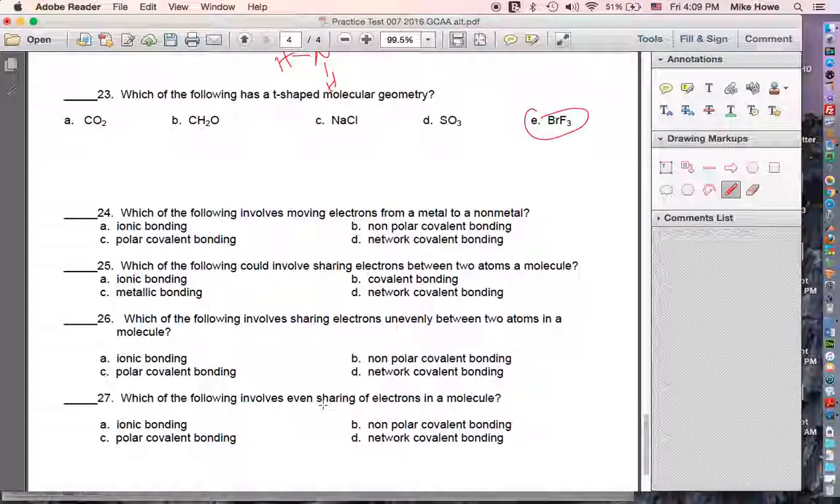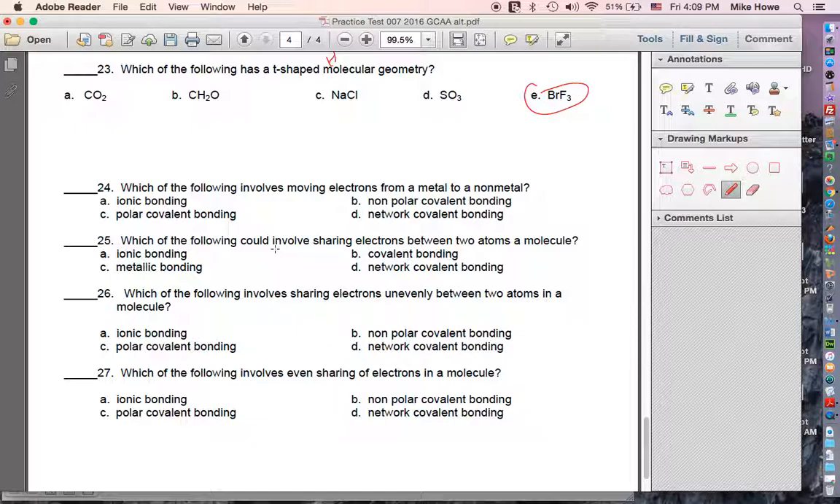All right, which one involves moving electrons from metal to non-metal? Ionic. Which could involve sharing electrons between 2 atoms in a molecule? That would be covalent. And you could also make an argument for network covalent on that one. Which one involves sharing electrons unevenly between 2 atoms? That would be polar covalent because they're making little poles.